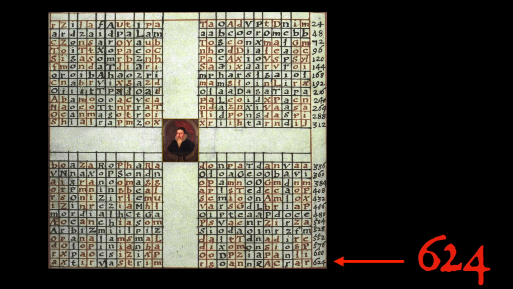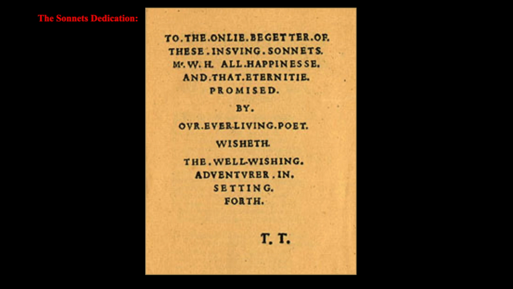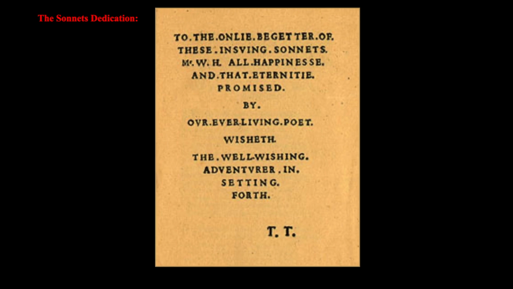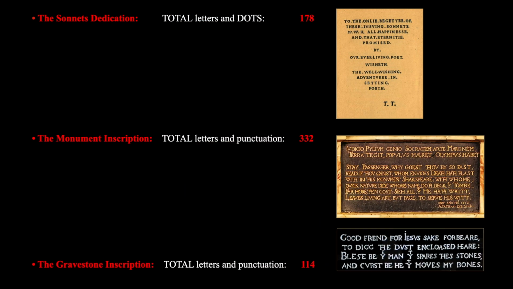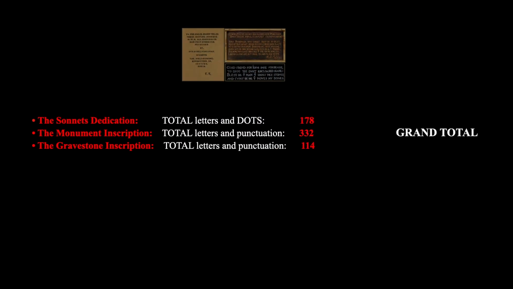How many squares are there? Oh, 624. So looking at the 3 touchstones that I've shown you, the sonnet's dedication, adding up all of the characters there, all of the characters in the monument, all of the characters in the gravestone, turns out that how many are there? I think a fairly obvious invitation to put these together.